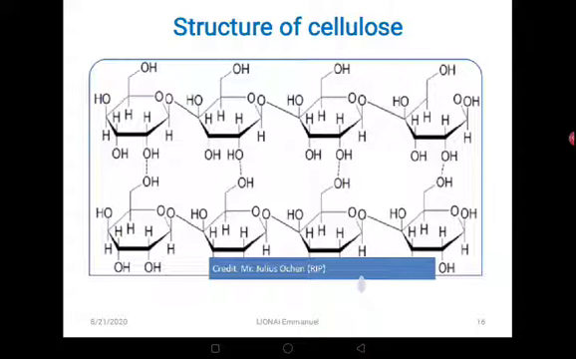So when you look at the structure of cellulose here, you do see that it is very highly linked. It has, first of all, straight chains. The chains are not branched. The beta glucose chains are not branched, but they are linked together. They are cross linkages, as you can see from there.